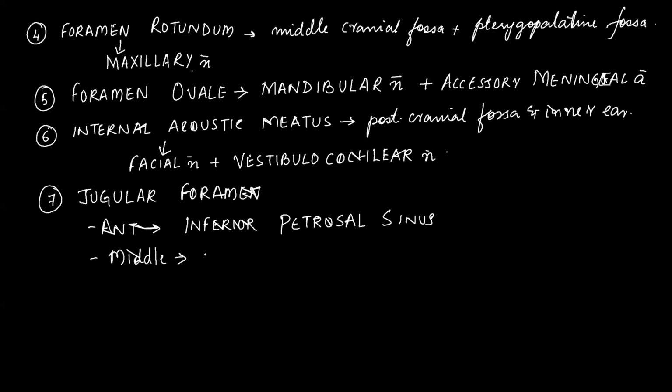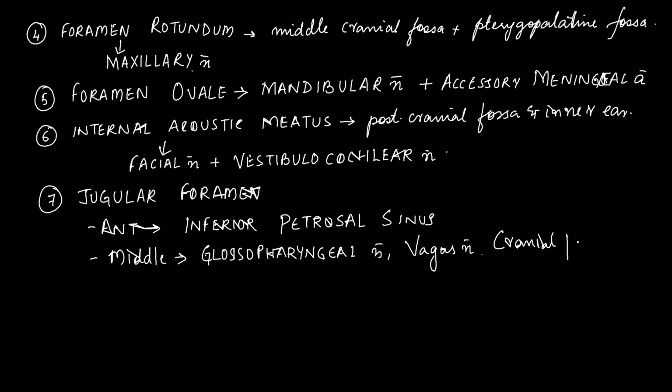We have a middle one. It transmits one particular nerve, that is glossopharyngeal nerve. Then we have vagus nerve. Also a little, that is a cranial part of accessory nerve. Cranial part of accessory nerve.